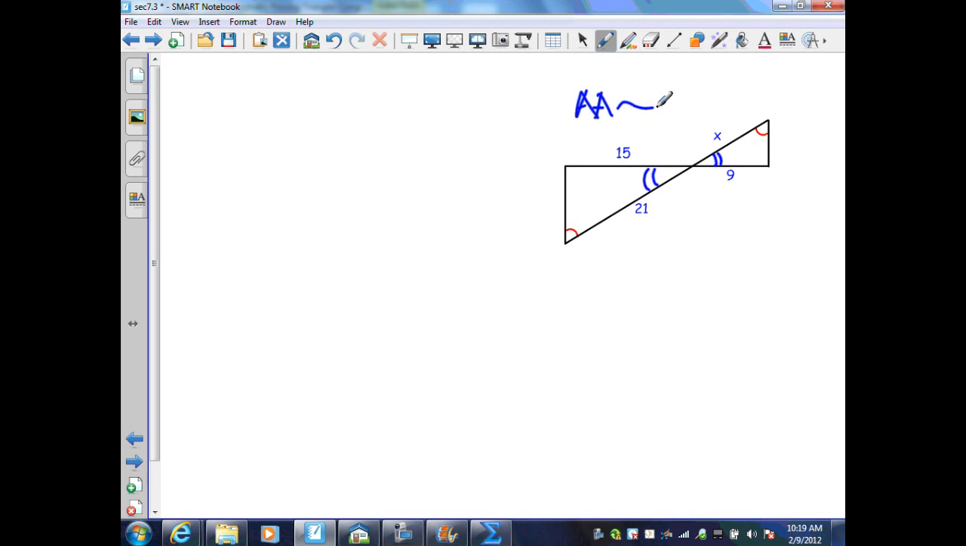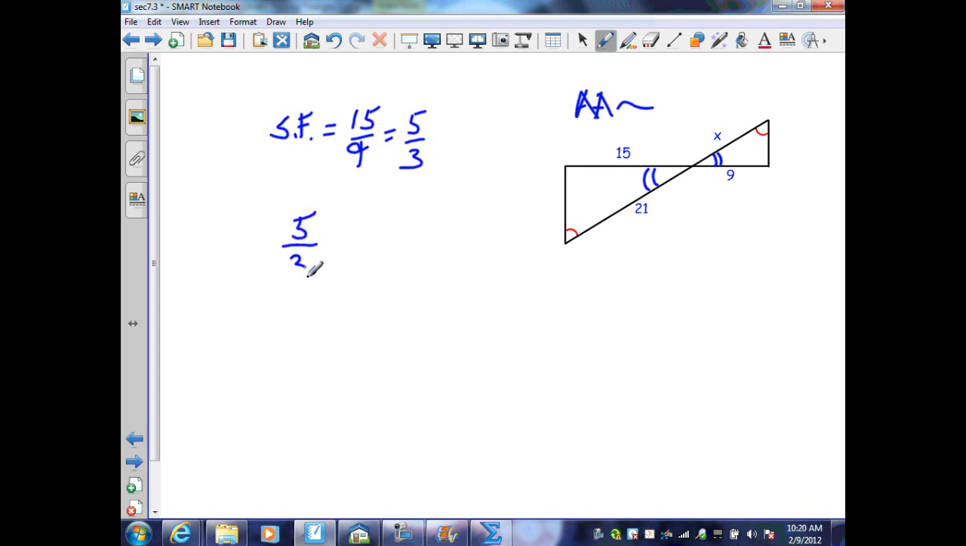And what I'm going to do is realize that this triangle needs flipped over and reversed to match up. Therefore, I know that my scale factor is going to be compared to 15 and 9. And when I simplify, that's going to be 5/3. And 5/3 will set up my proportion for 21 over x. 5x equals 63. Divide by 5, and x is equal to 63 fifths.